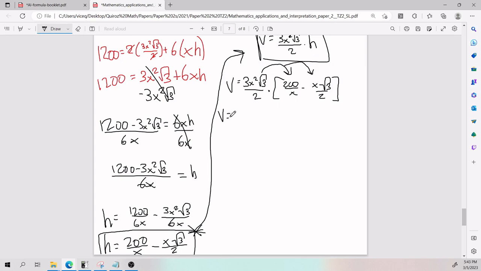For the first guy, I end up with 3 times 200, that's 600. So 600 x squared square root of 3 divided by 2x. And for the other term, I end up with 3x cubed, because I have x squared times x, times square root of 3 times square root of 3 divided by 2 times 2, 4.